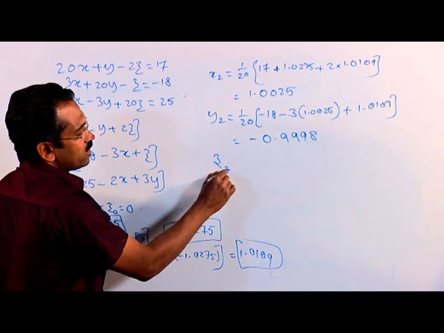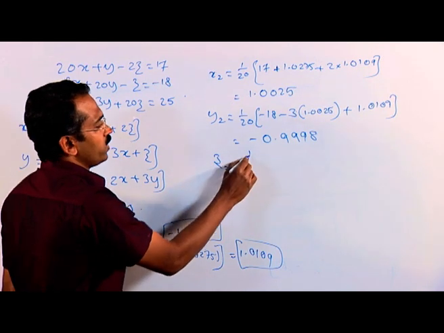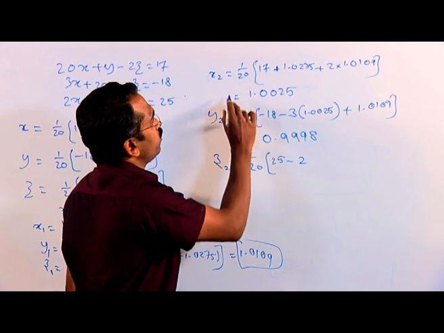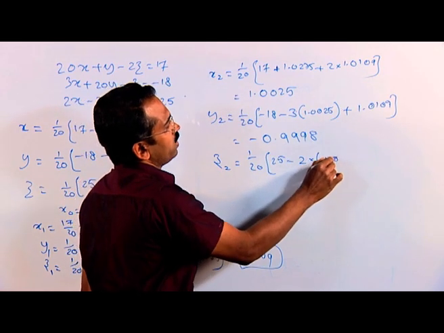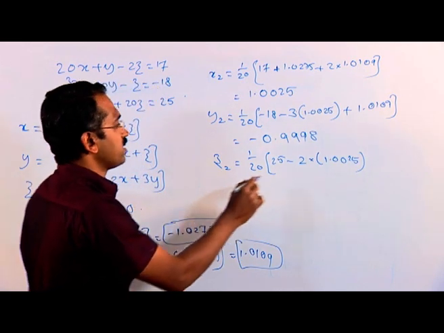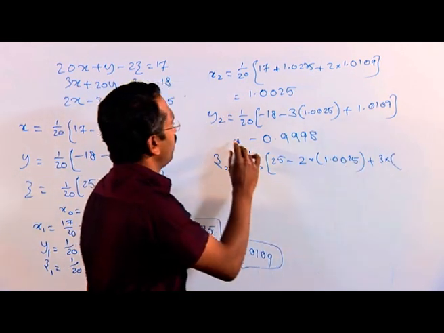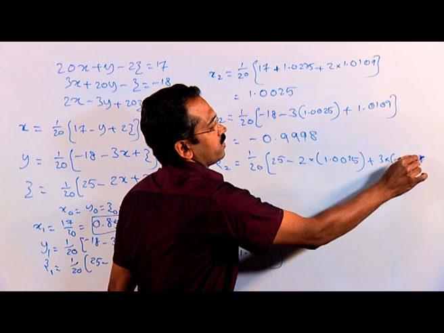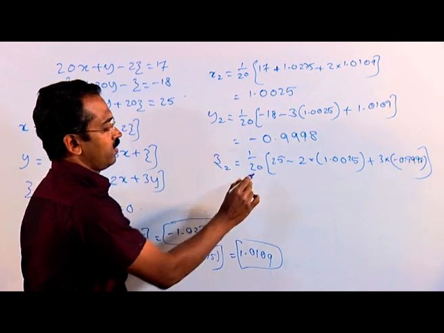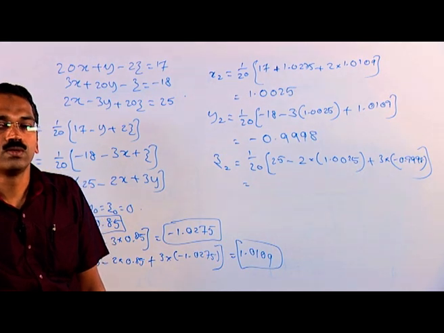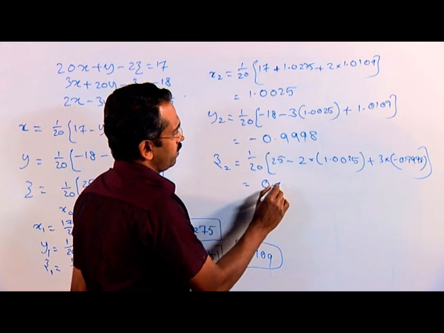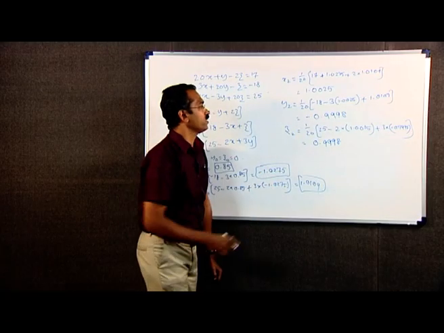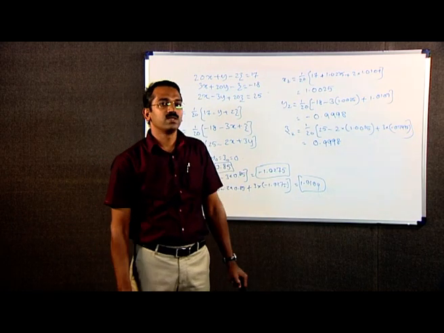Then z2 is equal to 1 by 20 into 25 minus 2 into x, x is x2, that is 2 into 1.0025 plus 3 into y, the latest value of y is minus 0.9998, which is equal to 0.9998. These are the approximate values in the second iteration.